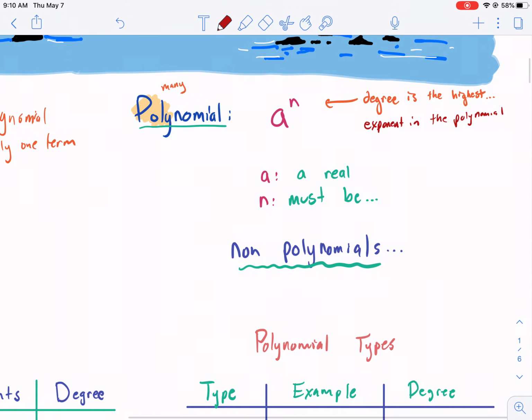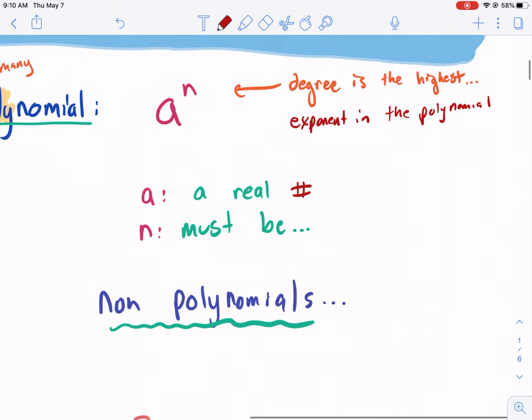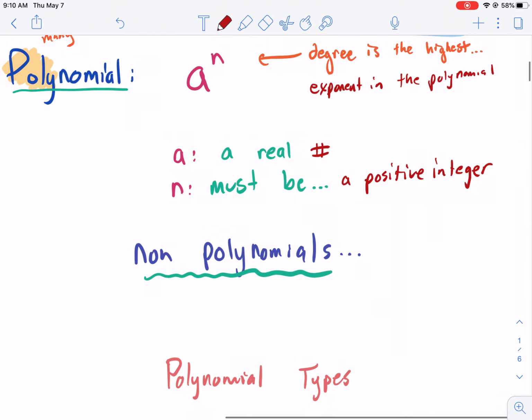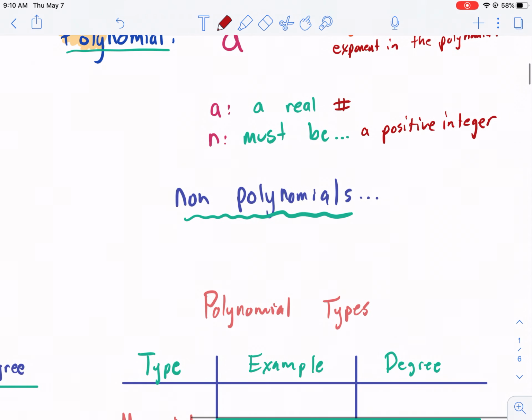Some things you need to understand about a polynomial is, one, the bases of all the terms must be real numbers, so it must be a real number. And then the exponent must be a positive integer. Including, it could be 0, which would give you 1, but it needs to be a positive integer.